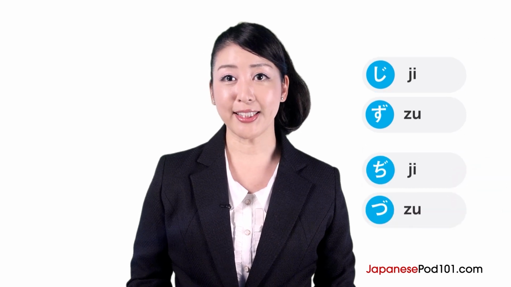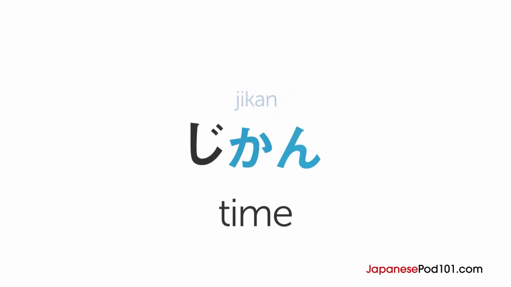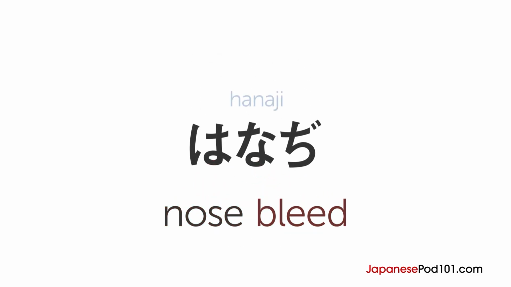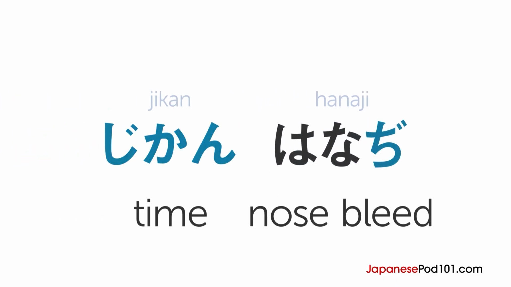Did you notice that we had already had these same sounds, ji and zu, in another row? They appeared in the Z row that we learned before. Both pairs of ji and zu sound exactly the same. But when it comes to writing, they have different kana, such as 時間, time, and 鼻血, hanaji, nosebleed. Ji in 時間 and ji in hanaji are the same sound but different kana.